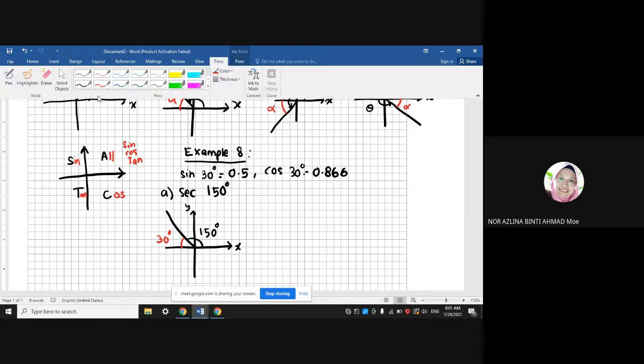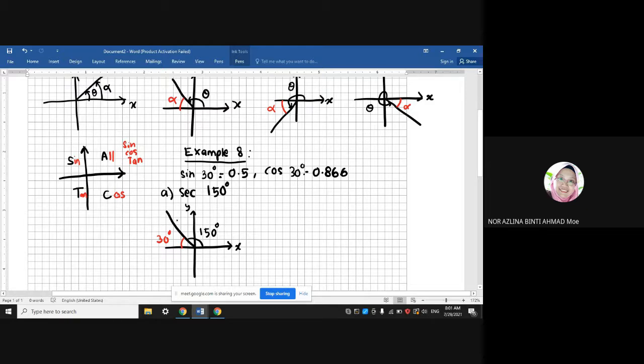Okay, why we want to know the reference angle? Because second 150 equals, okay, this is second 30. But, okay, look at the position. This is quadrant number 2. Quadrant number 2 only sin positive. Okay, sin and cosecant.